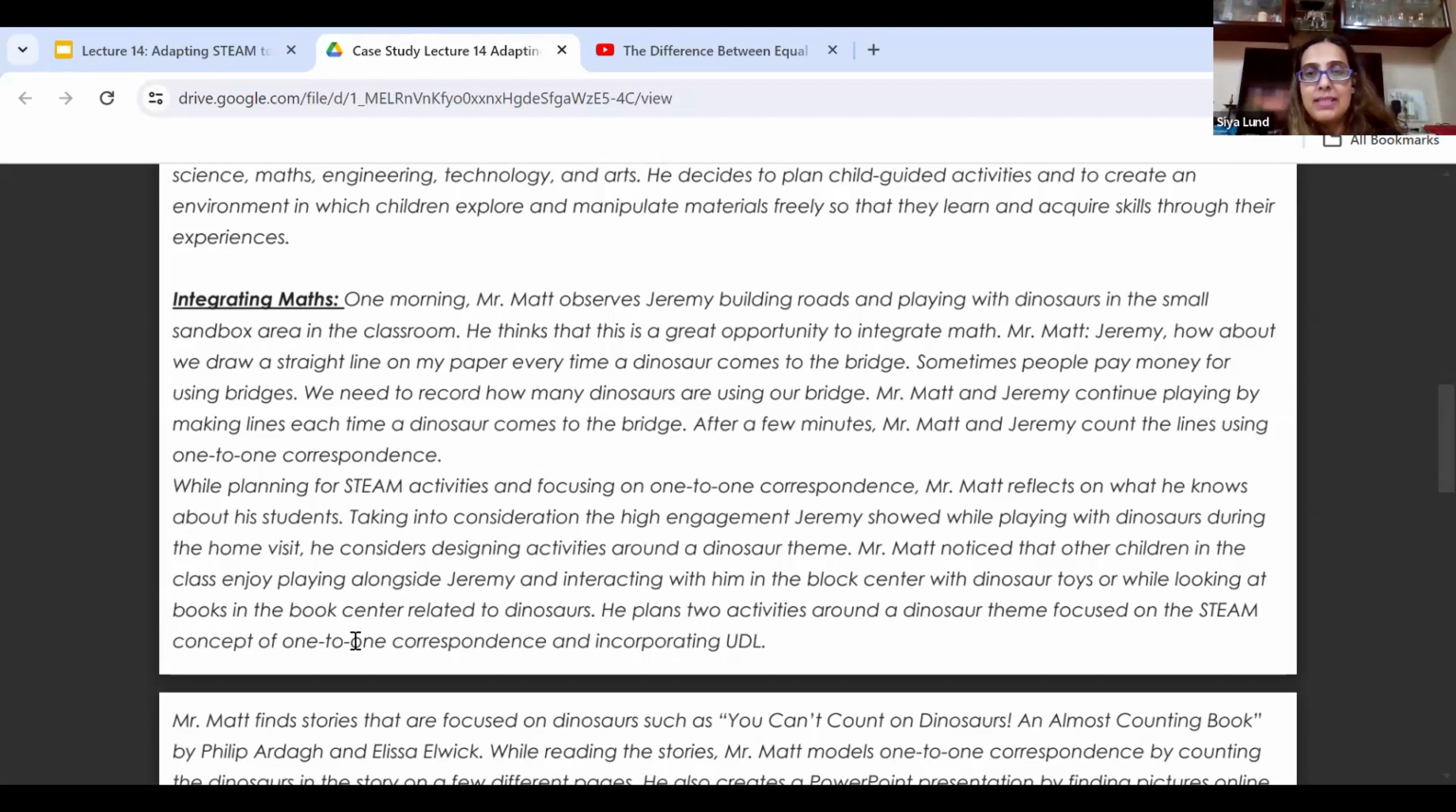After a few minutes, Mr. Matt and Jeremy count the lines using one-to-one correspondence. So isn't that amazing how the maths got integrated just while playing?